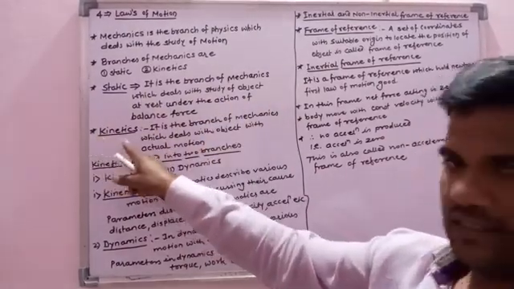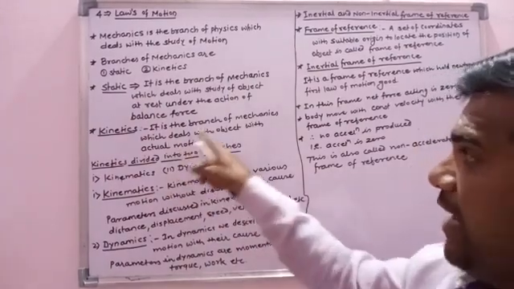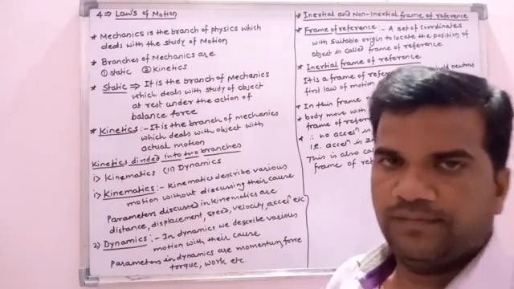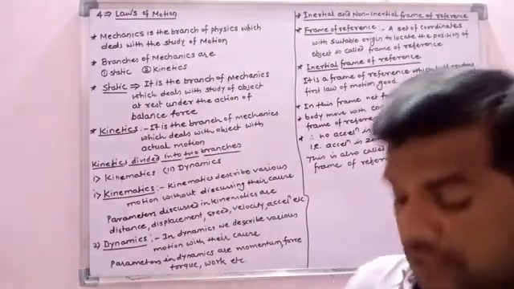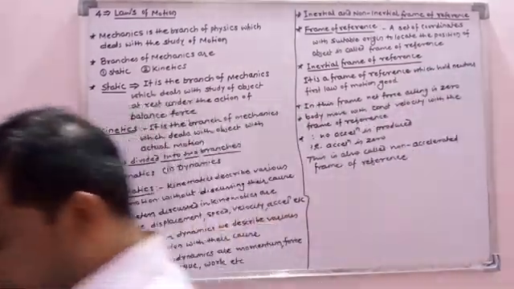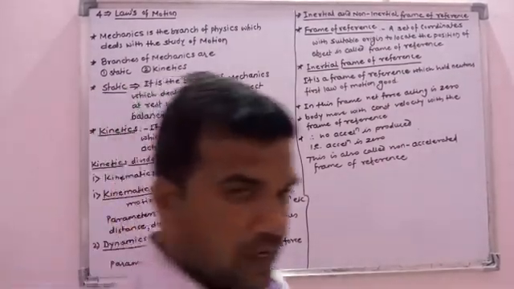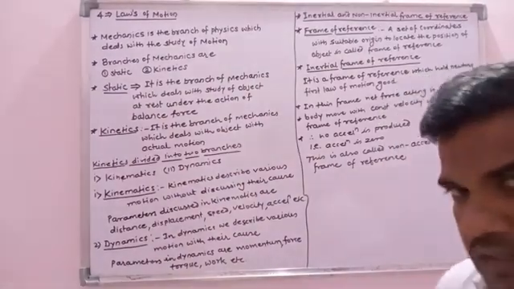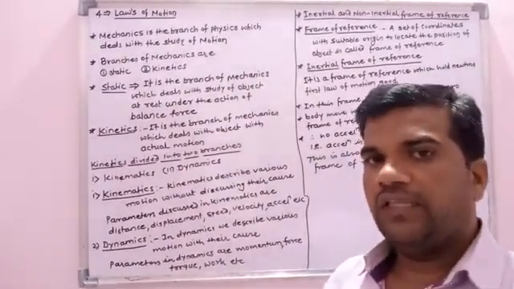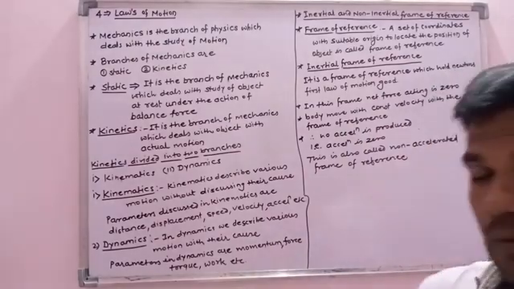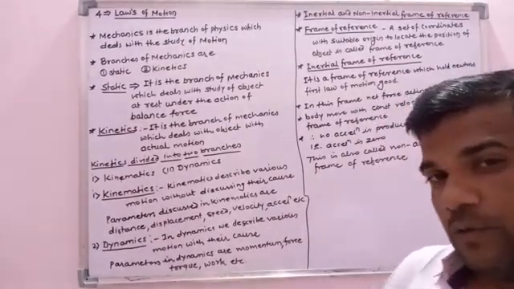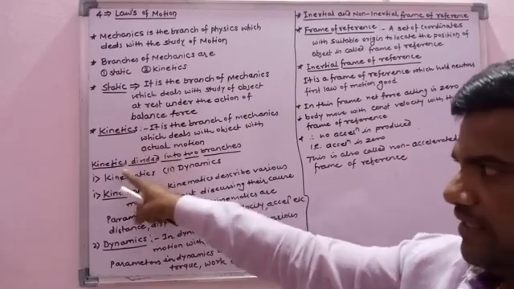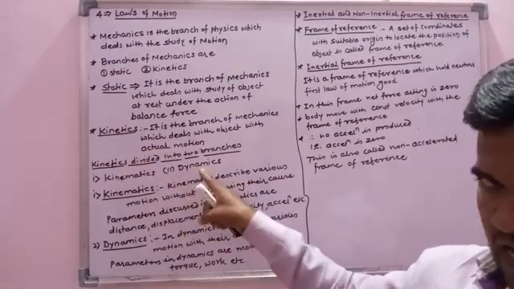And second is kinetics. Kinetics is the branch of mechanics which deals with objects in actual motion. Means in kinetics, I am in motion in this way, and therefore the second branch of mechanics is kinetics. This kinetics studies the object with actual motion. Now again, there are two branches of kinetics. One is kinematics and second is dynamics.